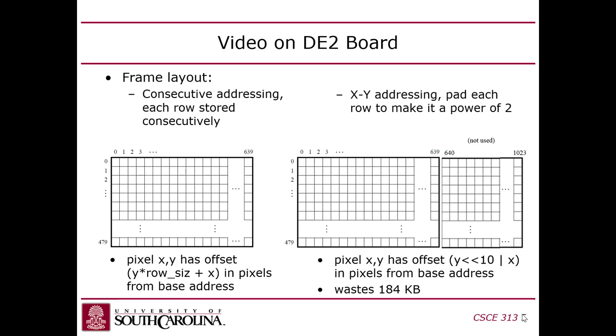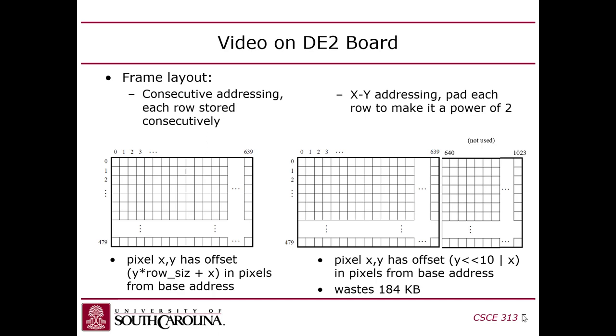I just take which row and shift that 10 bits to the left and then OR in the column address. In other words, you take the row and the column and just concatenate them together and you get the address. So that's the advantage. But again, that wastes memory. We're going to use the consecutive addressing.